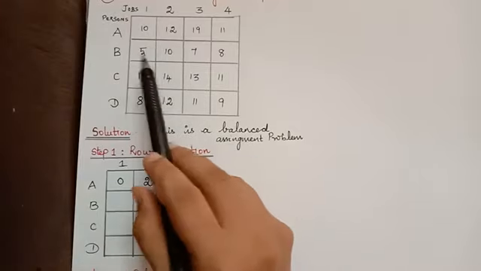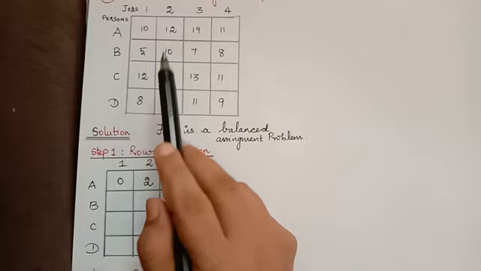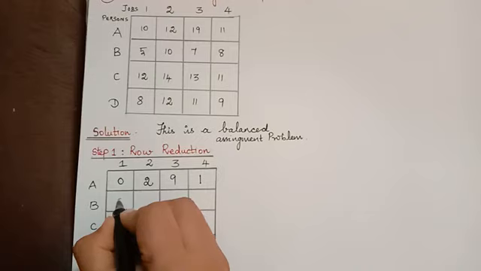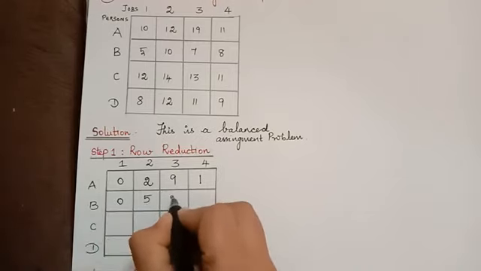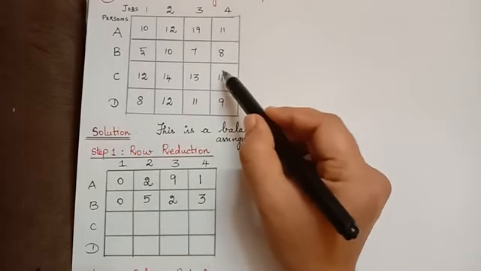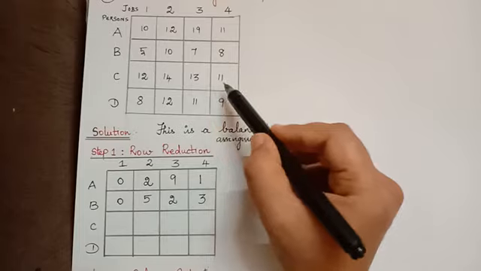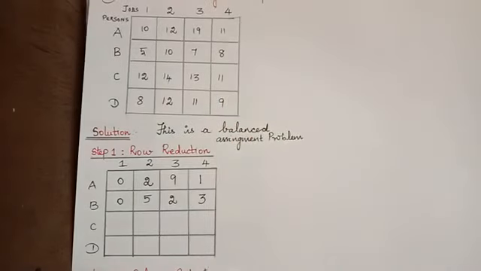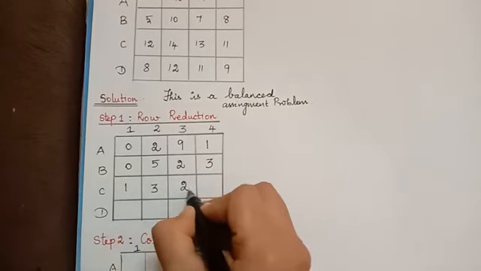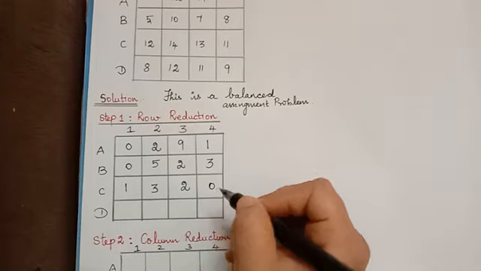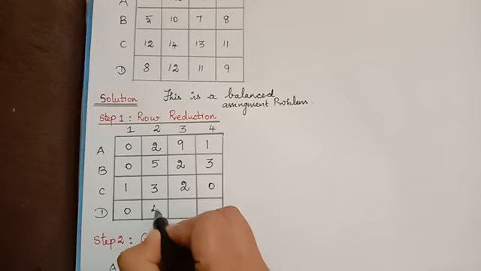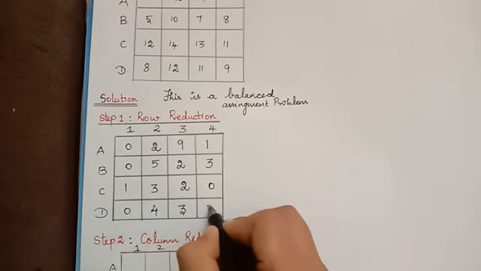Similarly, the minimum element from the second row is 5. So if we subtract 5 from all the elements of this row, we get 0, 5, 2, 3. The minimum element in the third row is 11. So we have to subtract 11 from all the elements. So 12 minus 11 is 1, and here it is 3, here 2 and 0. Similarly, the minimum element of the last row is 8. So 0, 4, 3 and 1.